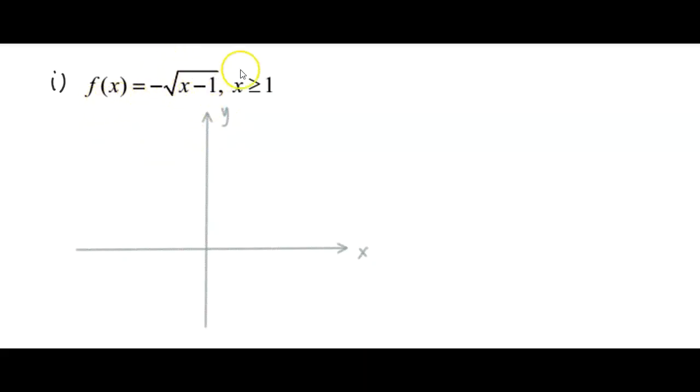Okay, to sketch this graph, first I will start from y equals square root of x, followed by y equals square root of x minus 1 by shifting my basic graph 1 unit to the right side, and then followed by negative square root of x minus 1 by reflecting this graph about the x-axis. So your basic graph is in this form.